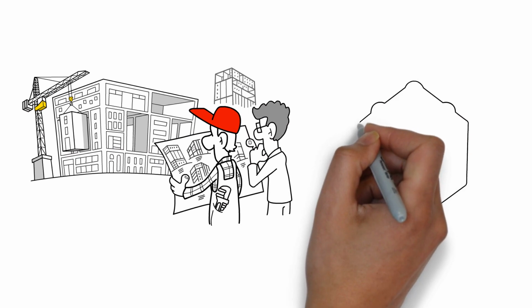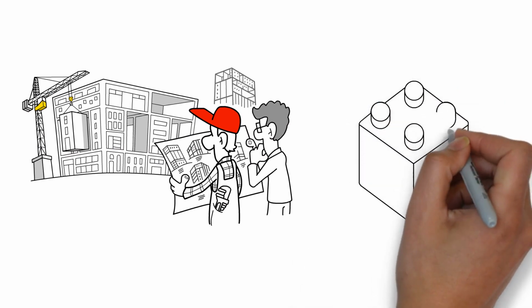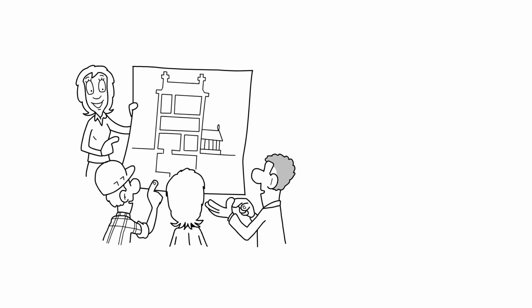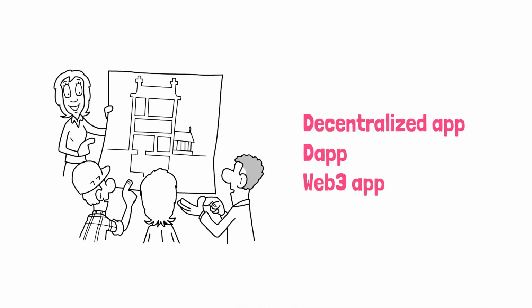Blockchain apps are like Lego blocks that anybody can use. No need to ask the permission to use their API. It's public by default. Okay, so next, let's get into the technical details. We are going to start with the architecture of a blockchain app. We also call this a decentralized app, dApp, or Web3 app.